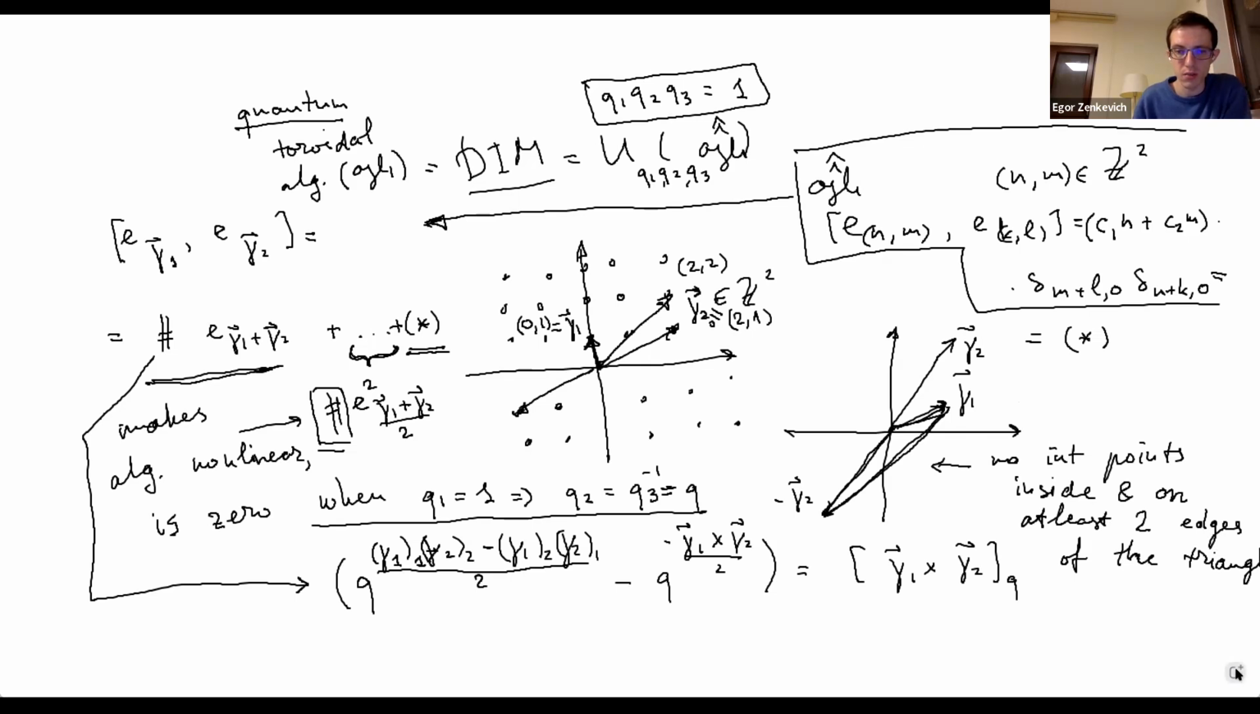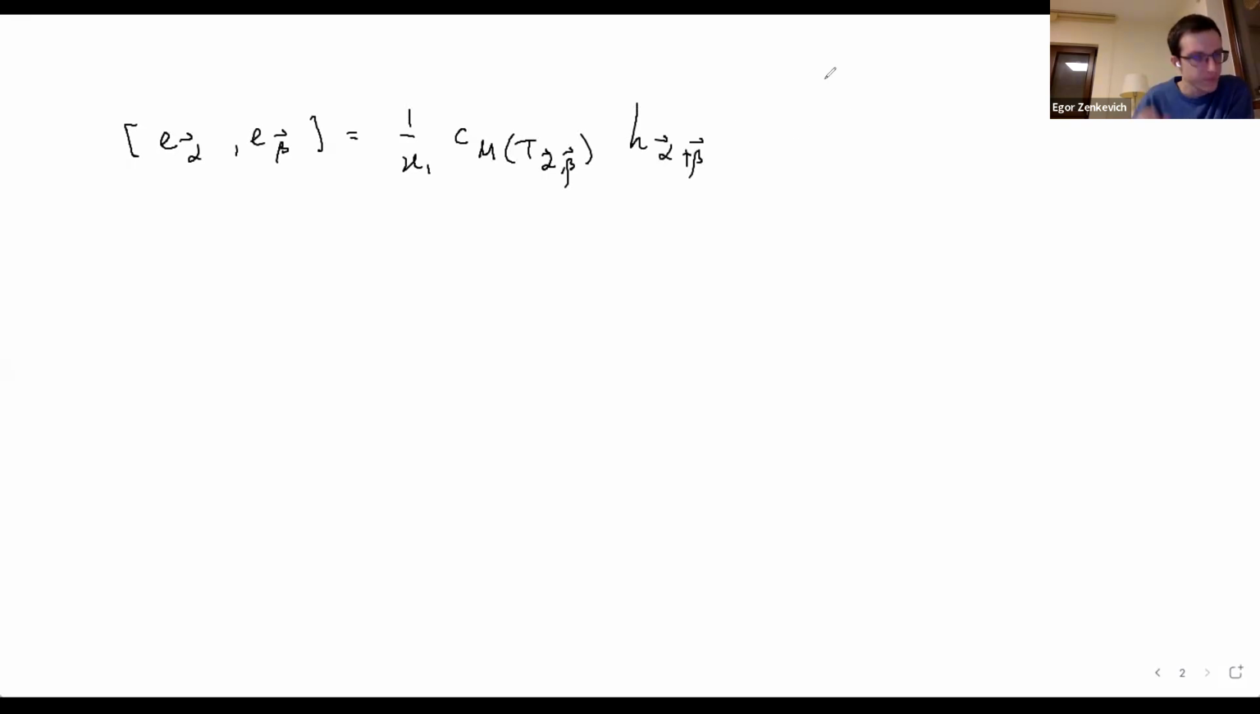So let me have another screen. The commutation relations will look as follows: E alpha E beta is equal to 1 over kappa 1. I will introduce the notation a bit later. C. So T I can already introduce. So T is this triangle, which I have built from, in this case, alpha and beta, gamma 1 and gamma 2, times H alpha plus beta. And this is when alpha cross beta is more than 0.